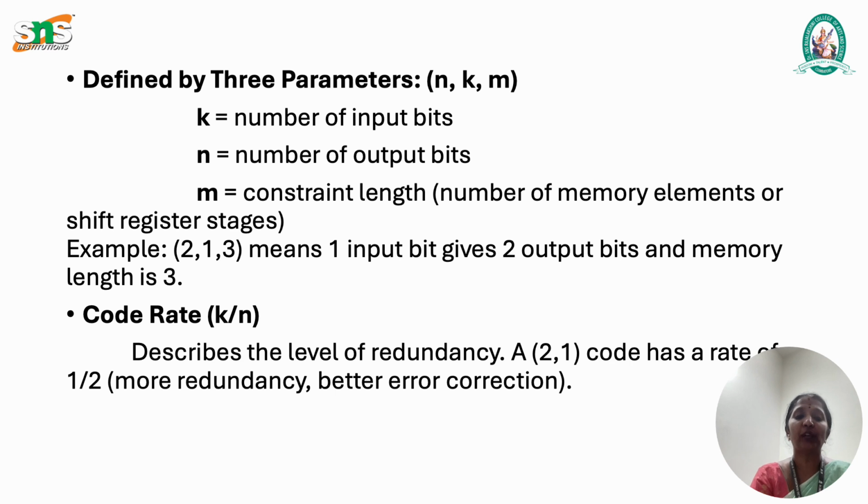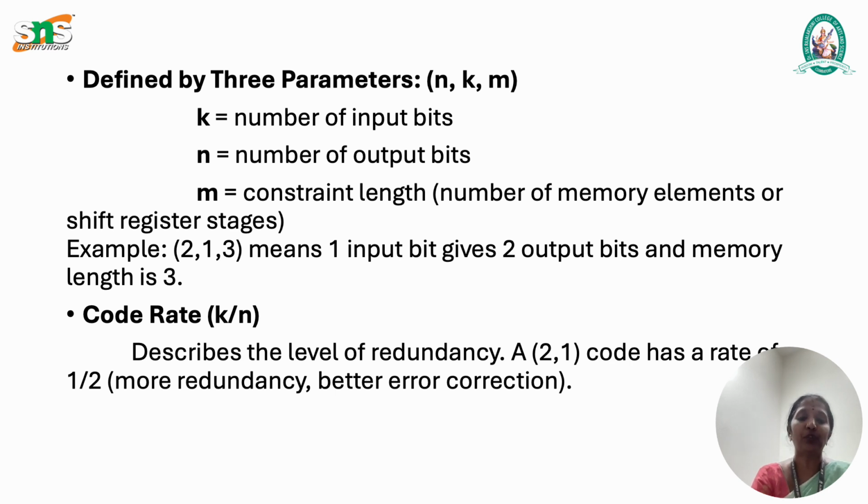The next important thing we should keep in mind is that we are using three parameters, n, k and m. k is the number of input bits. Already I said here we give one input. Then n equals the number of output bits, and the output bits will be 2. m equals the constraint length, that means the number of memory elements we are using in the shift register. For example, when we use (2, 1, 3), one input bit gives two output bits and the memory length will be 3. That is the scenario they have given here.